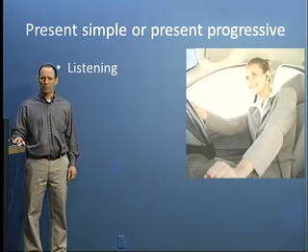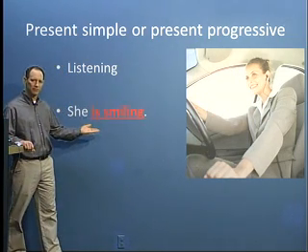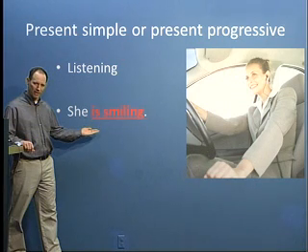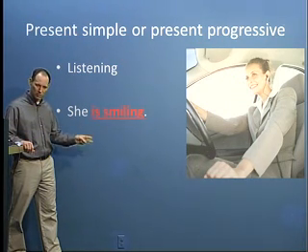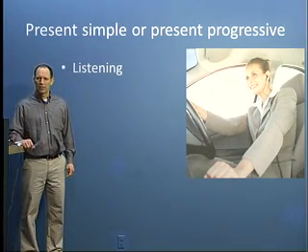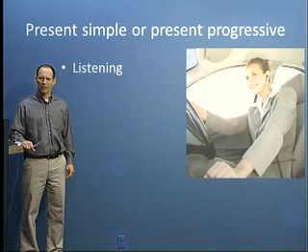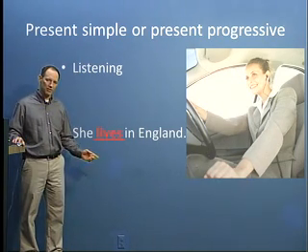And she is smiling. For this one, present progressive. We have the verb be plus smile plus ing. We have 1, 2, and 3. She lives in England. Present simple. Notice the S on lives.